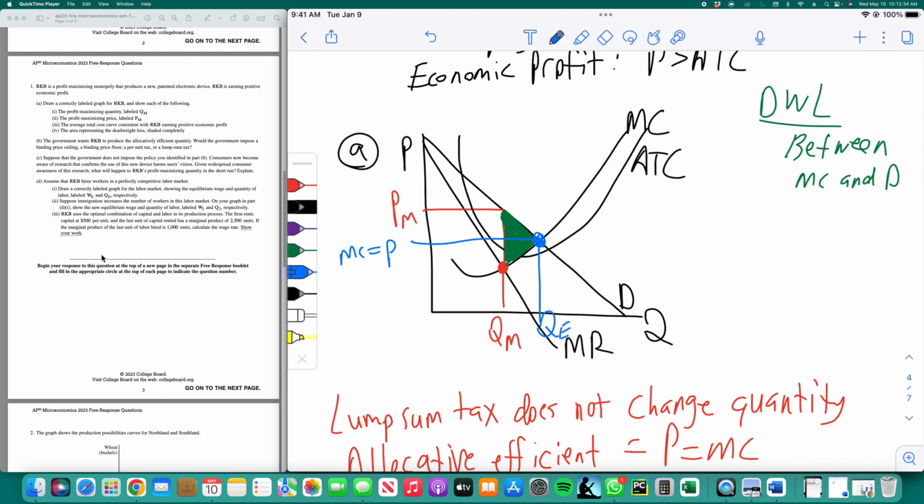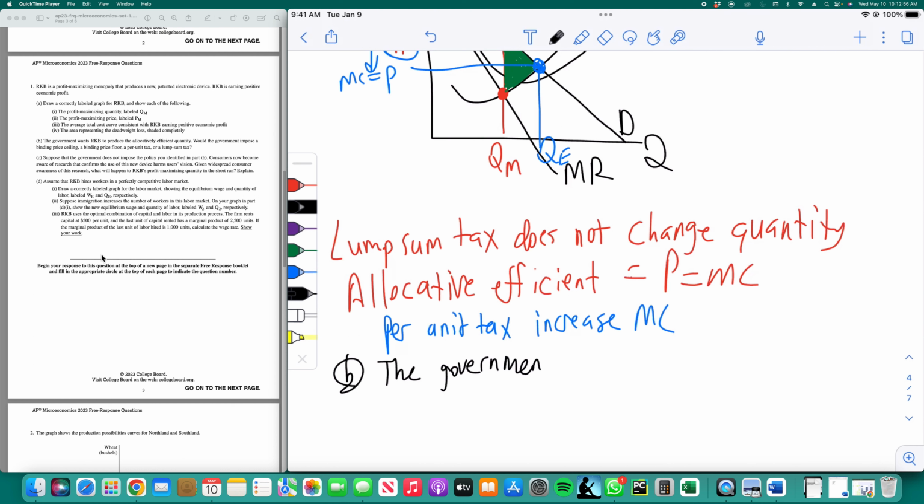So for B, you would say the government would impose a binding price ceiling. That's what you would put there.